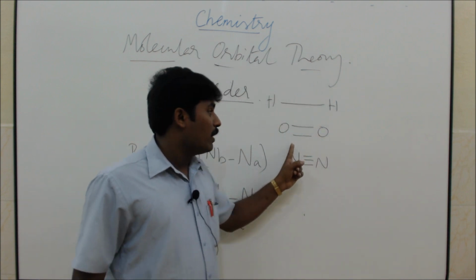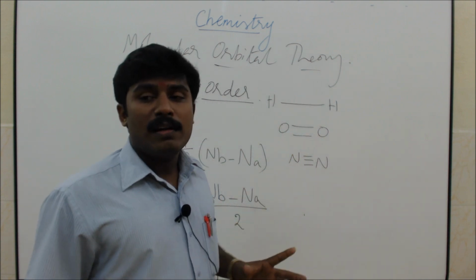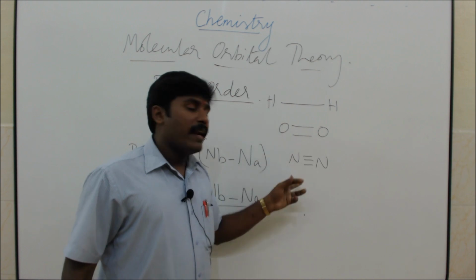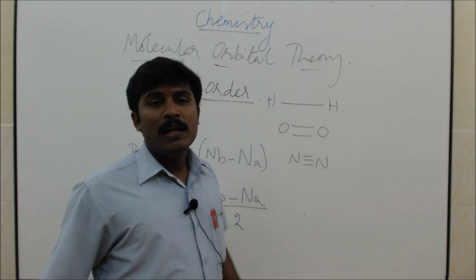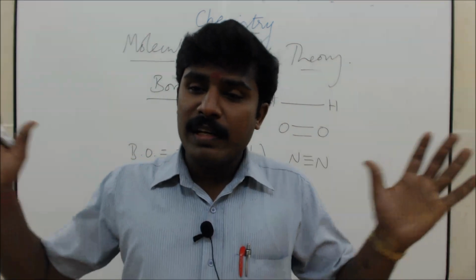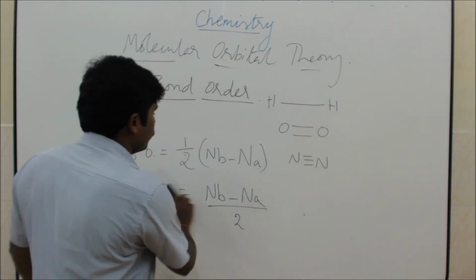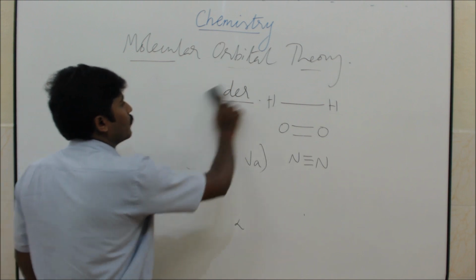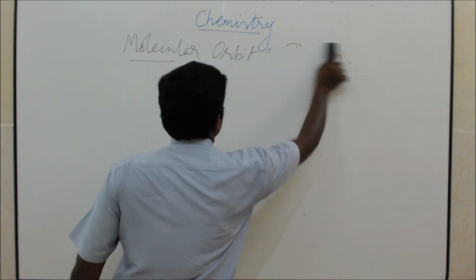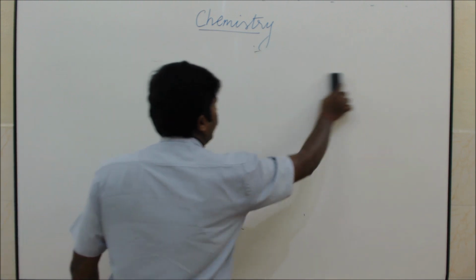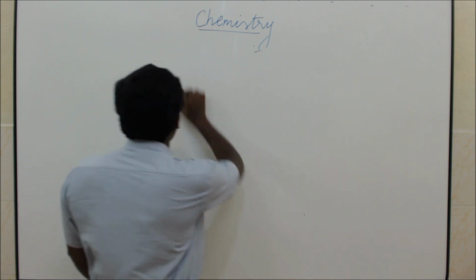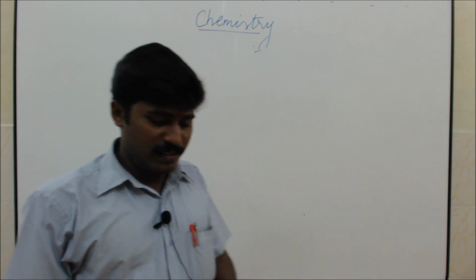So the bond order of the oxygen molecule is 2. A 1-mark question, very important 1-mark question: what is the bond order of the oxygen molecule? 2. Hydrogen molecule, 1. Commonly, as bond order increases, bond length decreases. Okay, the next 3-mark question, very important 3 mark. Why does He2 not exist?